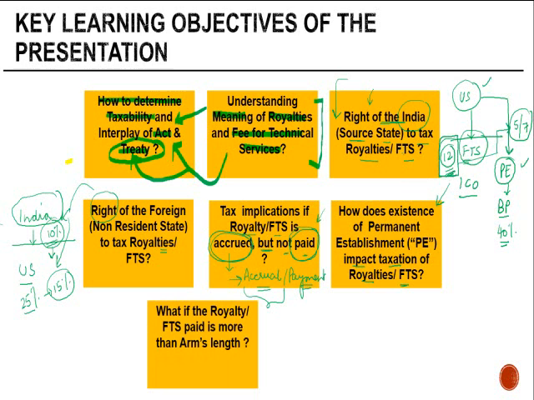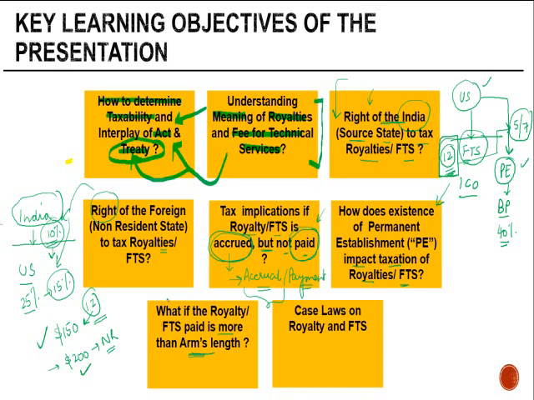The next point, what if the royalty or FTS which is paid is more than arm's length? So let's say if you had to pay an arm's length royalty, the amount that should have been paid should be $150, right? But the Indian company actually pays $200 to the non-resident. The question which comes up is, insofar as Article 12 is concerned, is the taxation going to be limited to $150 or should it be for $200? Normally, the general rule is that Article 12 is going to apply only to the payment which is equivalent to your arm's length payment.